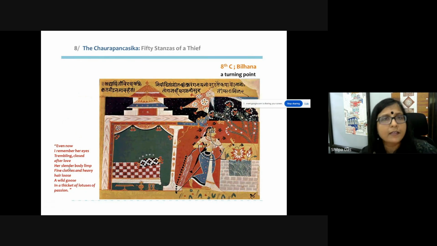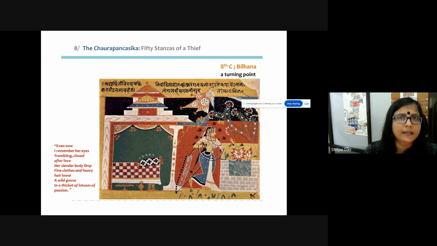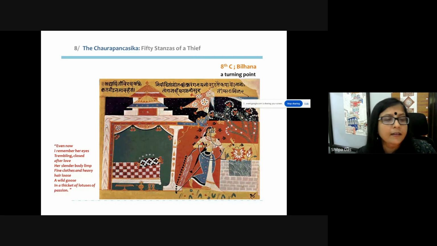Now, just as that Vasaka Sajja painting is a very important one, this also is a very, very important painting that we all need to recognize. There is a poem called the Chaura Panchasika, which in Sanskrit translates to 50 stanzas of a thief. It was written in modern day Kashmir in the 8th century by a poet named Bilhan. And this poem is a very passionate one where Bilhan is talking about his beloved Champavati.